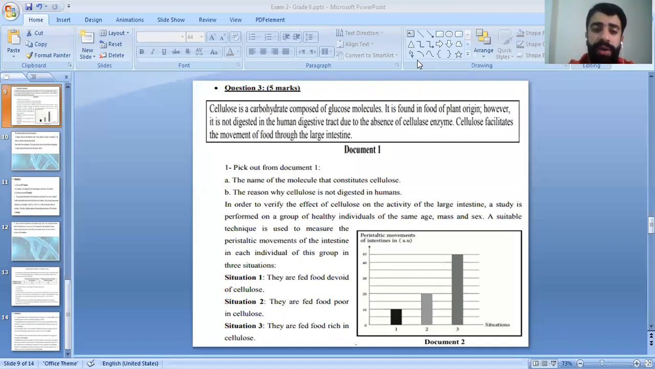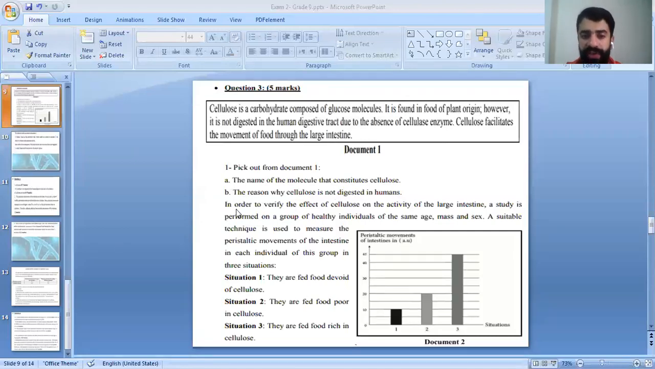Pick out from document 1 the name of the molecule that constitutes cellulose. Cellulose is composed of glucose molecules. The name of the molecule is glucose. For B, the reason why cellulose is not digested in humans is also mentioned. It's not digested in the human digestive tract due to the absence of the cellulase enzyme.